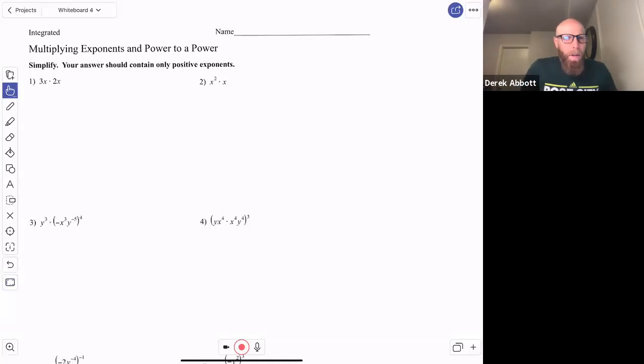Okay, so today we're talking about multiplying exponents and then doing a power to a power, which is really just exponents to another exponent, right? So we'll talk through all that.